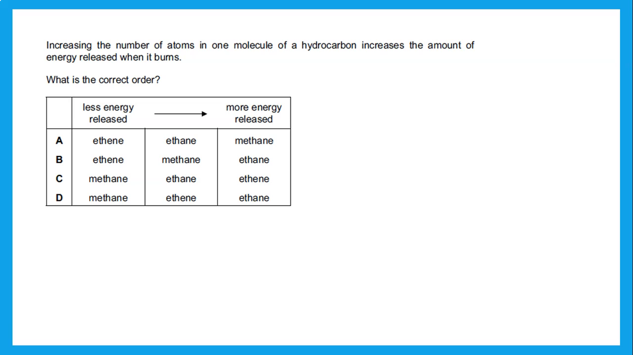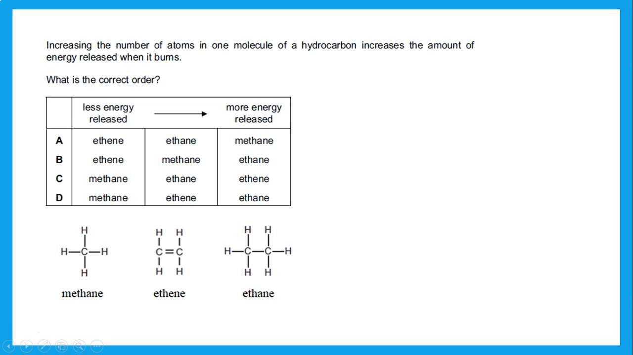Increasing the number of atoms in one molecule of a hydrocarbon increases the amount of energy released when it burns. So what is the correct order? That means we want to start from less energy, that means less number of carbons. So the choices I have are ethene, ethane, methane. Which of these has less number of carbons? You should realize that methane has less number of atoms than ethene, and ethene has less number of atoms than ethane. So ethane is the one that will give the more energy released when burnt.